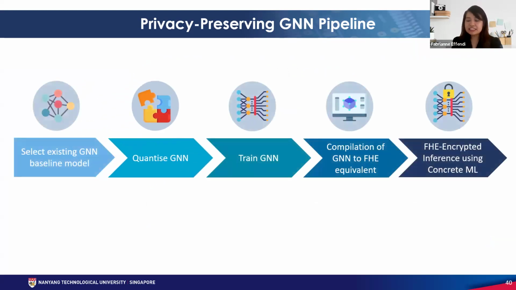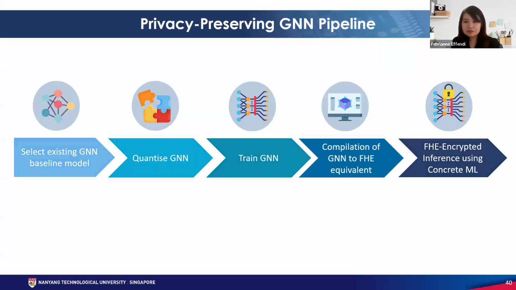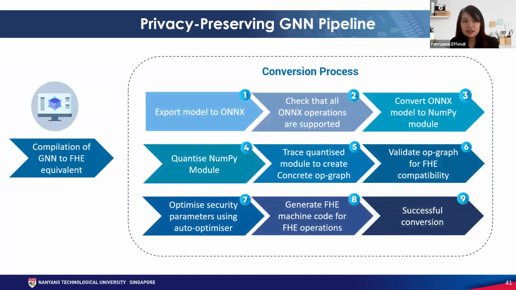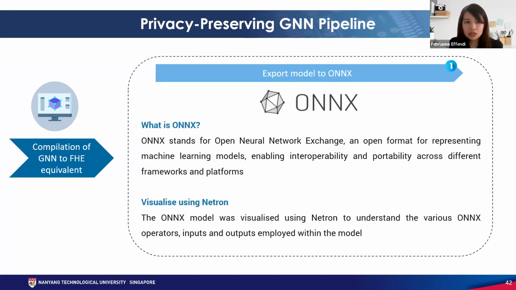So after quantizing, the GNN was trained and then compiled into its FHE equivalent. And as you can see, this compilation is actually a lengthy process. And this was where there was also a lot of debugging to be done. So just as a high-level overview of the conversion process, we'll first go through exporting this model to ONNX.